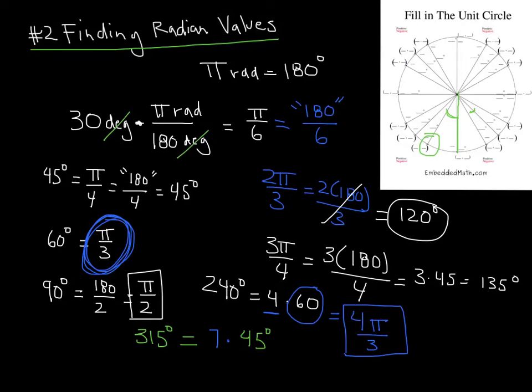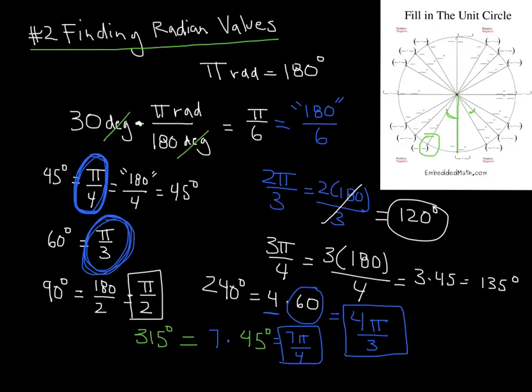Well, what is 45? Let's go back up to 45. I'm circling that in blue. That's pi over 4. So take a wild guess what 315 is. It's going to be 7 pi over 4. All right? And that is going to be how you convert all the way through the unit circle.